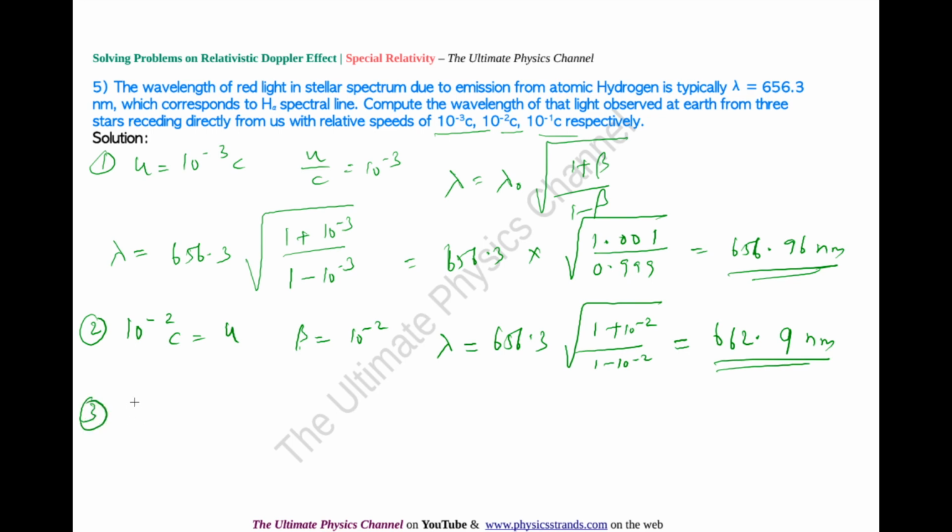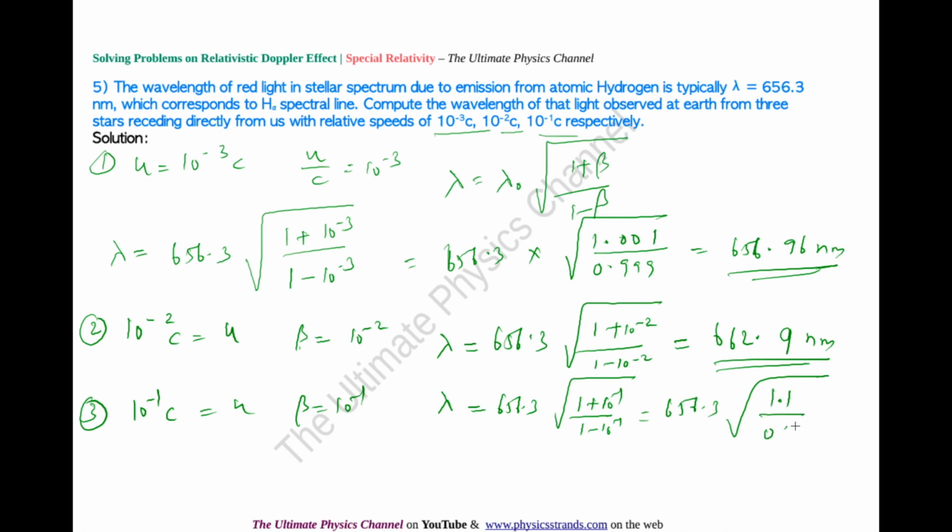The third case is 10 power minus 1 c, that is about 10% of the speed of light, right? So beta is 10 power minus 1. Therefore, the lambda is equal to 656.3 times square root of 1 plus 10 power minus 1 over 1 minus 10 power minus 1. That is 656.3 times square root of 1.1 over 0.9. So if you do the math, lambda will turn out to be 725.6, let's say, nanometers.